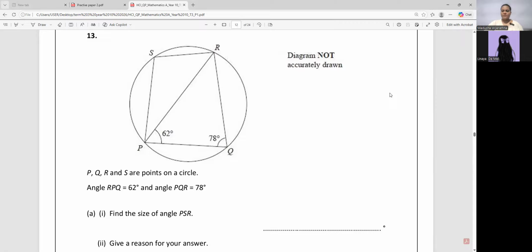Linaya, can you tell me the answer? Okay, teacher. So what is the angle PSR? For S, I got 102. Reason? Angles in a cyclic quadrilateral, the two opposite angles are equal. Yes, opposite angles in a cyclic quadrilateral add up to 180.